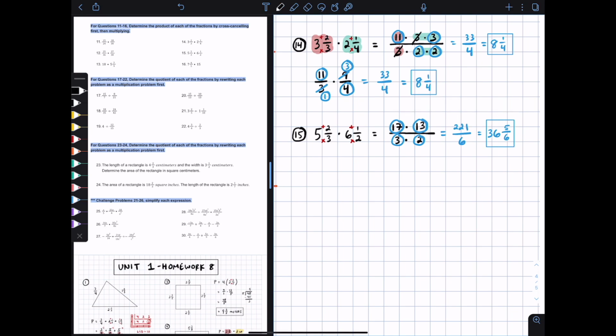Yeah, that's it. So you're going to notice here that if you use the other method, it's not much better, right? Because everything's prime. So 17 over 3 would be the improper, times 13 over 2, which is the improper version. And again, nothing cancels out. You're just left with 17 times 13. That's going to be your 221. And then 3 times 2 is going to equal 6. So both methods are about the same in this case, right? 36 and 5, 6.